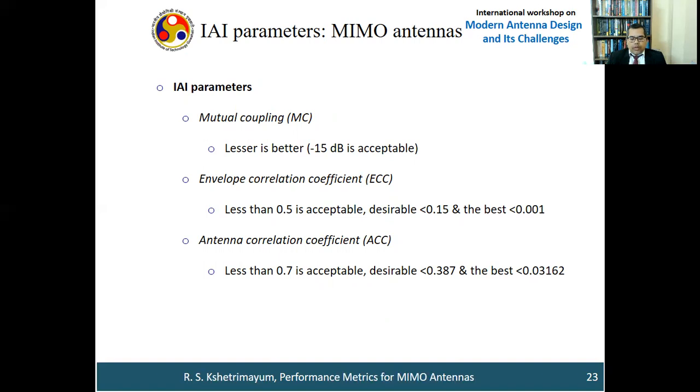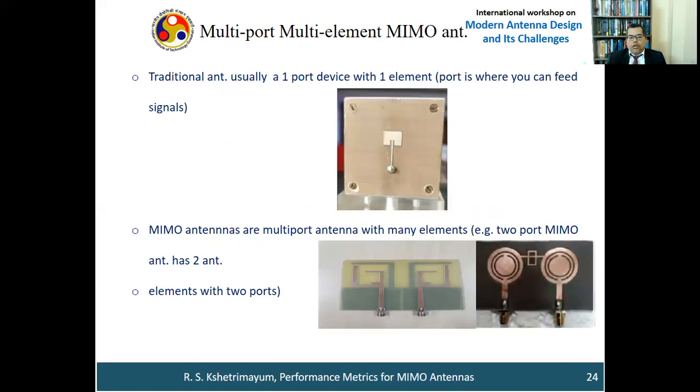Correspondingly, you can also calculate the acceptable and desirable antenna correlation coefficient, because the antenna correlation coefficient can be calculated from the envelope correlation coefficient by taking its square root.